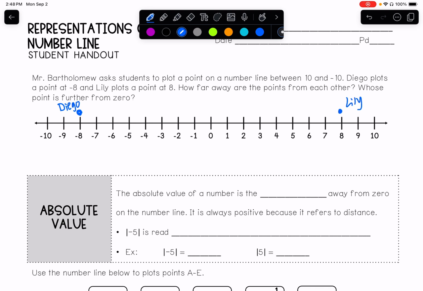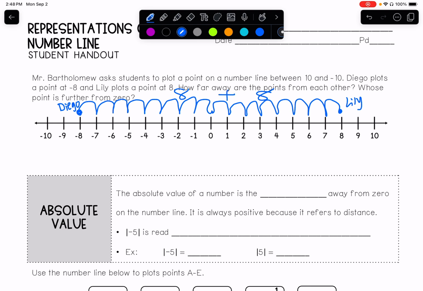So first it asks us how far away they are from each other. The easiest way to do that is to find out how far each point is from 0. So let's count: 1, 2, 3, 4, 5, 6, 7, 8. So that's 8 points. And then Lily is 1, 2, 3, 4, 5, 6, 7, 8. So both are 8 points. If you add 8 plus 8, you get 16. So they are 16 units away from each other.